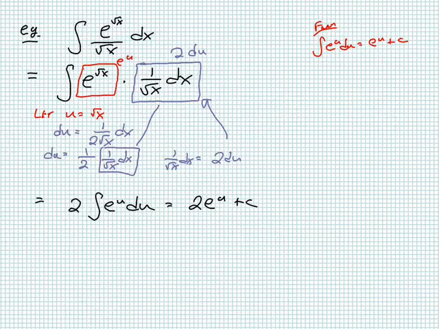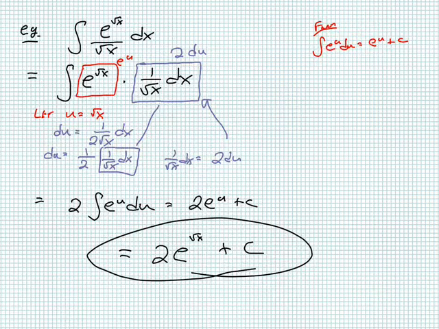And then I just have to put in my u. That's my last step. So u, in this case, was the square root of x. So this is 2 times e to the square root of x plus c. And you can verify that this is correct by taking the derivative and seeing if you get the integrand. Okay, one more example. No, actually, I'll do a couple more examples, but one more big or longer example.